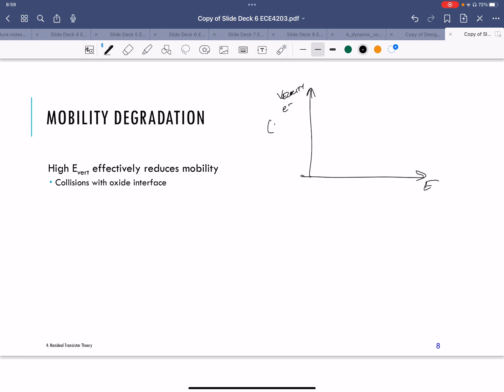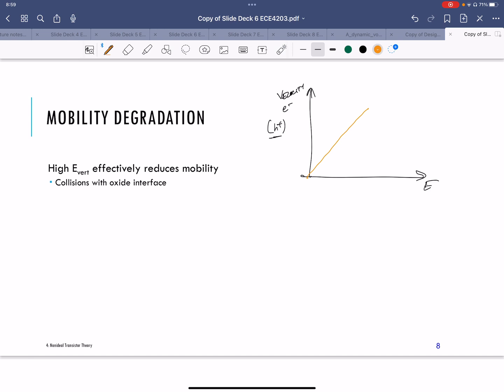or it could be the velocity of a hole, whichever. If it's an NMOS, you worry about the velocity of an electron. If you have a PMOS, you worry about the velocity of a hole in the channel. And what happens is, as the electric field goes up, so does the velocity of the electrons or the holes.